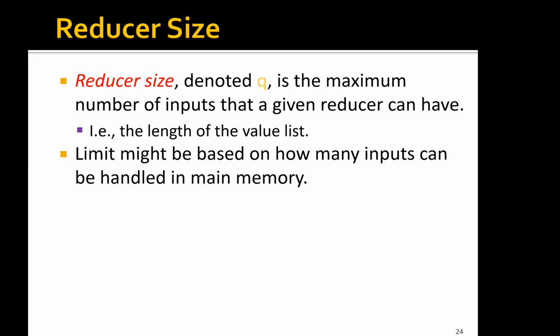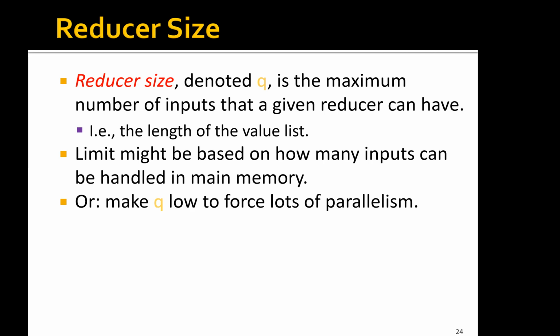So for one, you might pick Q just so that whatever is being done by the reducer can be done in main memory, because that will make the code actually run much more efficiently. Or you might make Q artificially low because you want the algorithm to have lots of parallelism. The total computation may be the same, but the wall clock time can be reduced if you force there to be lots of parallelism.